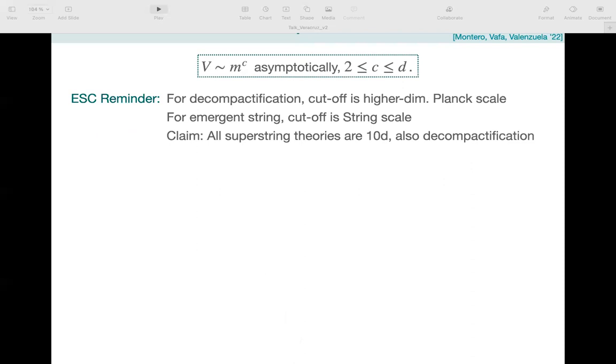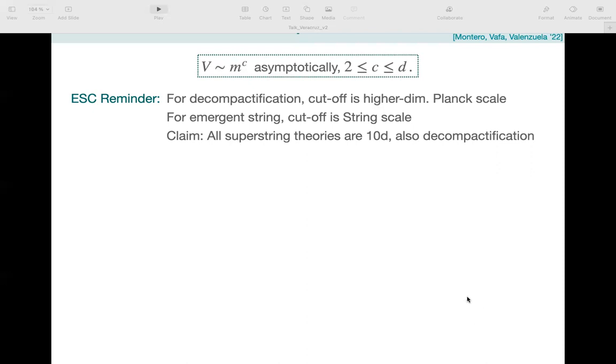If I can remind you of the emergent string conjecture, when we have this infinite tower, the origin of this tower is either a decompactification, which is saying that we need to consider extra space-time dimensions, and the cutoff of the theory is the new higher dimensional Planck scale, or we have this emergent string that is arising when the cutoff is the string scale. And the claim in this paper was that, in reality, both these two options are decompactifications, because if you have this emergent string theory, all string theories are 10 or 11 dimensional. So effectively, you still go back to a 10-dimensional space.